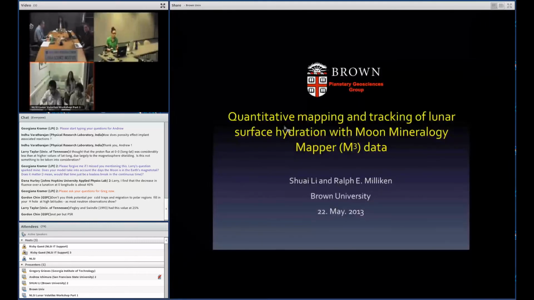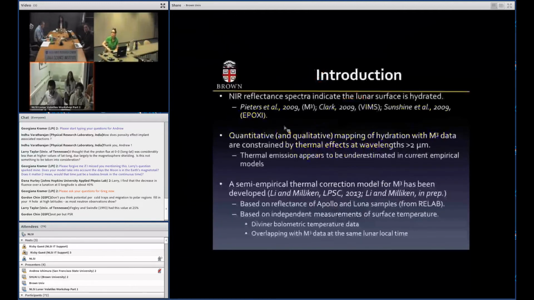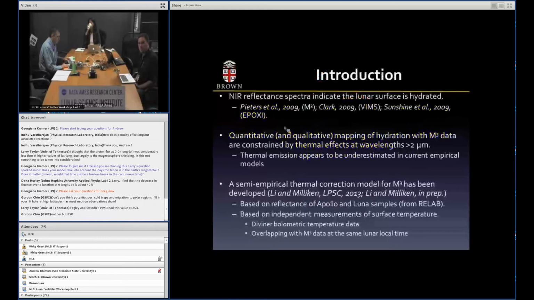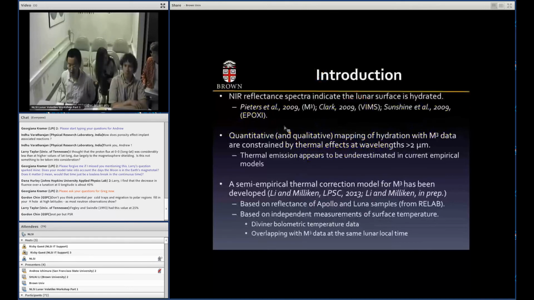Thanks. So today I'm going to talk about quantitative mapping and tracking of lunar surface hydration with M3 data. As we know, previous studies show the near-infrared reflectance spectra indicated the lunar surface is hydrated. However, both quantitative and qualitative mapping of lunar surface hydration with M3 data are constrained by thermal effects at wavelengths larger than 2 micron, especially at 3 micron bands.